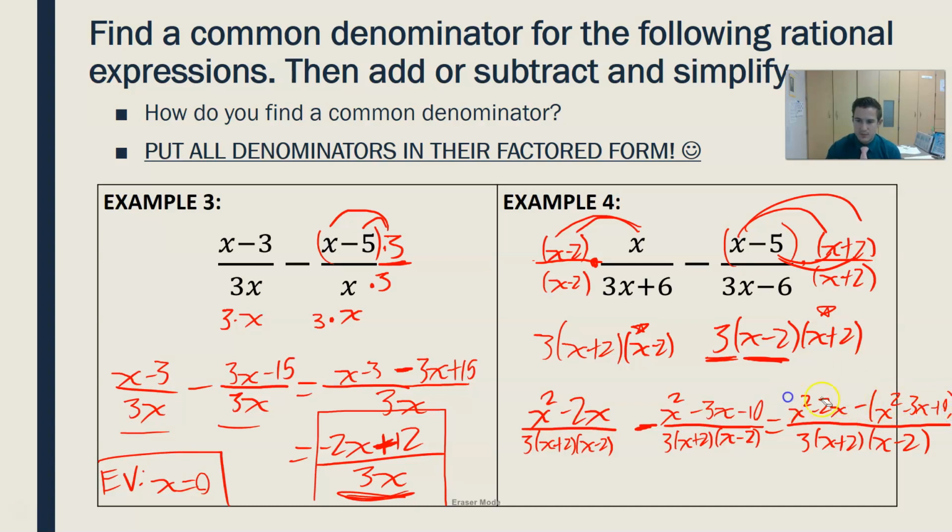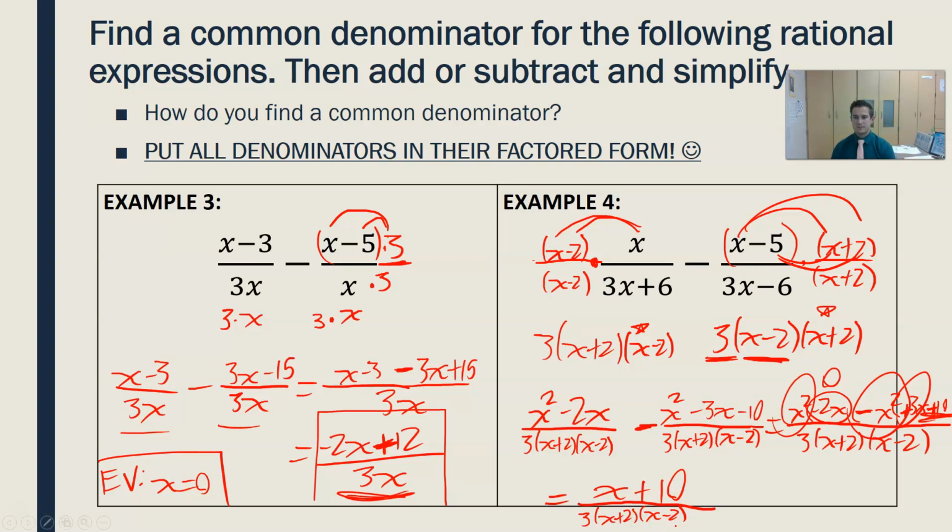If I want to get rid of these parentheses, this negative here is going to change each of these signs. So negative x squared plus 3x plus 10. Now let's combine some like terms on the top of this fraction. I have x squared and negative x squared, which makes 0. I have negative 2x and positive 3x, which is just x. And then I have plus 10. So I have x plus 10 in the top, and 3 times x plus 2 times x minus 2 in the bottom.